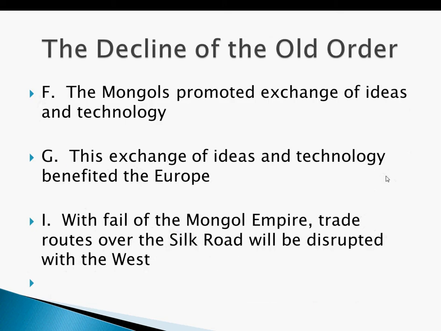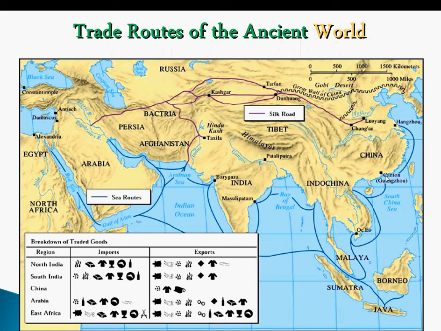The Mongols promoted exchange of ideas and technology. Gunpowder is going to be transferred to the west, which is going to give them an edge later on. So these ideas are going to benefit Europe. With the fall of the Mongol Empire, well, again, we talk about the Silk Road being disrupted. And here shows a picture of the Silk Road ending up into the Middle East.